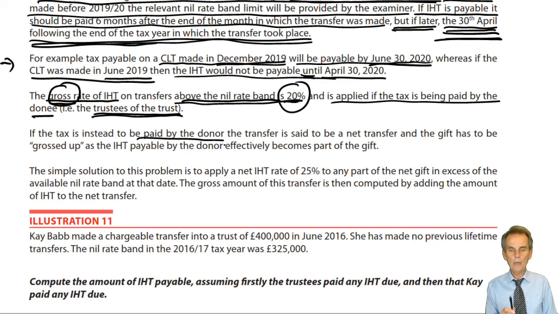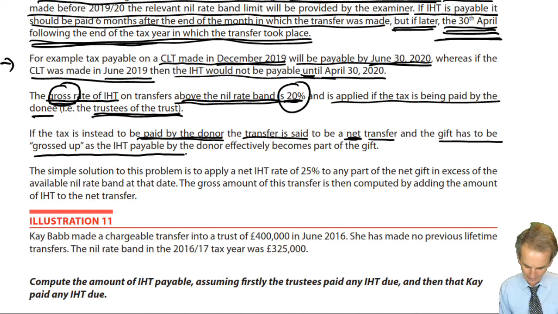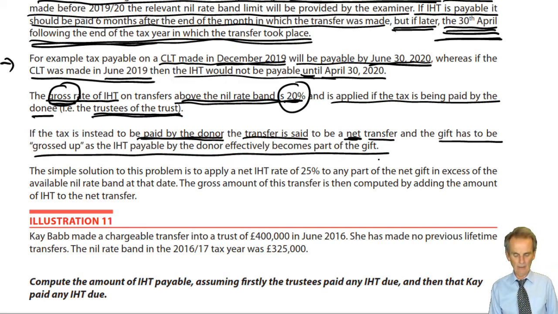Now then, we need to recognise on any CLT who has paid the tax to know whether we're dealing with what we refer to as a gross transfer or as a net transfer. If the tax is instead to be paid by the donor, the transfer is said to be a net transfer, and the gift has to be grossed up, as the IHT payable by the donor effectively becomes part of the gift. Let me break that sentence down.